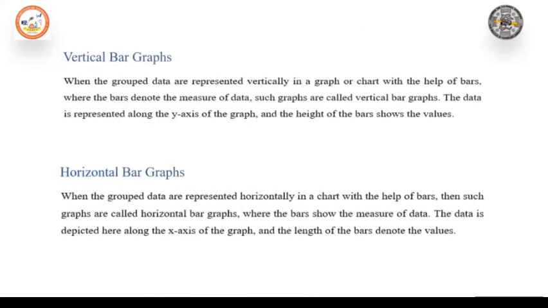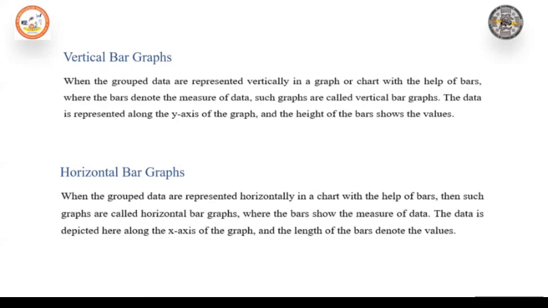Likewise, we have vertical bar graphs also. When the group data are represented vertically in a graph or chart with the help of bars, where the bars denote the measure of data, such graphs are called vertical bar graphs. The data is represented along the y-axis of the graph and the height of the bars shows the values. That is called vertical bar graphs.